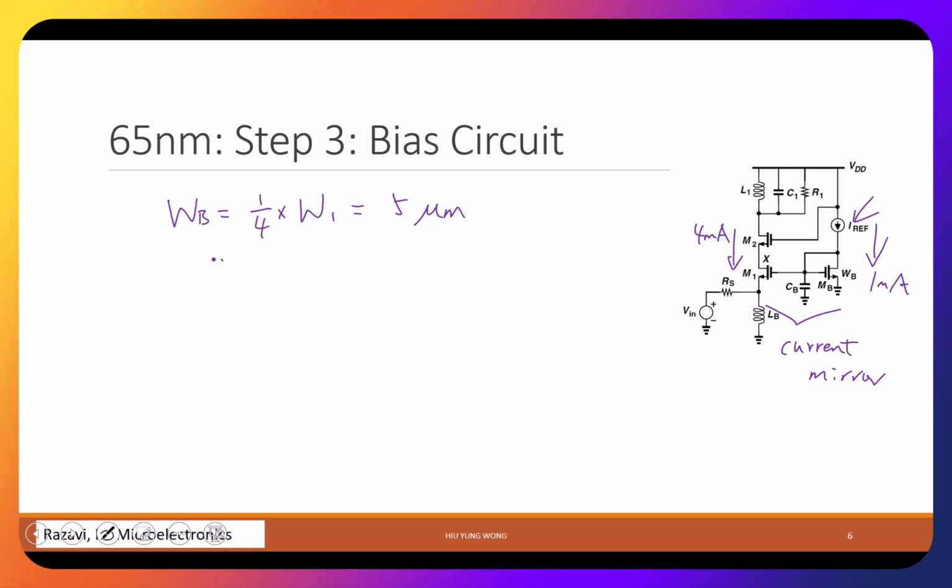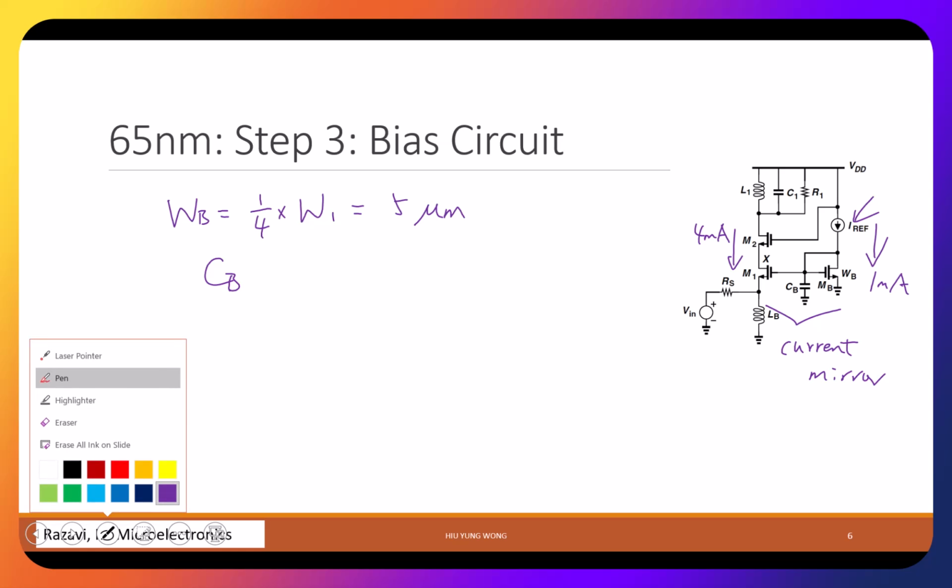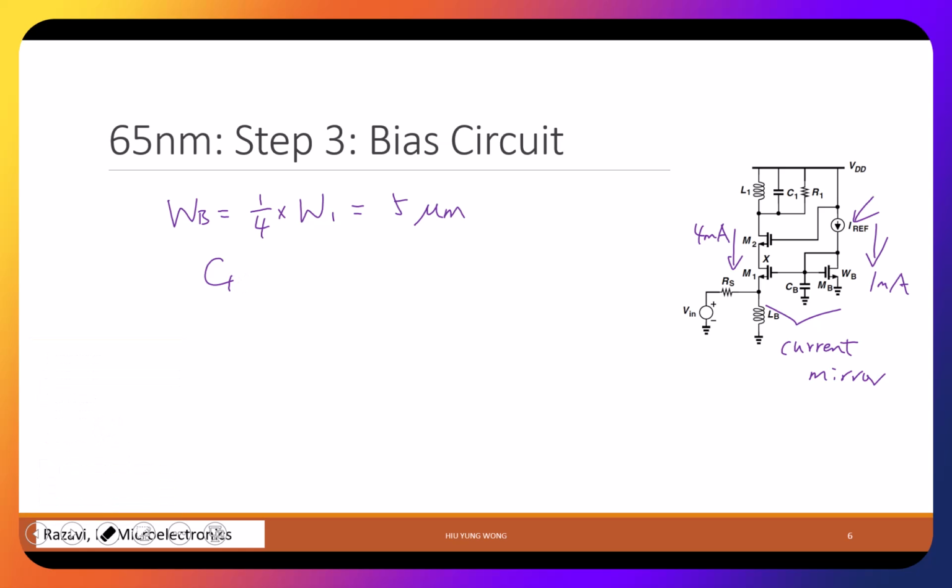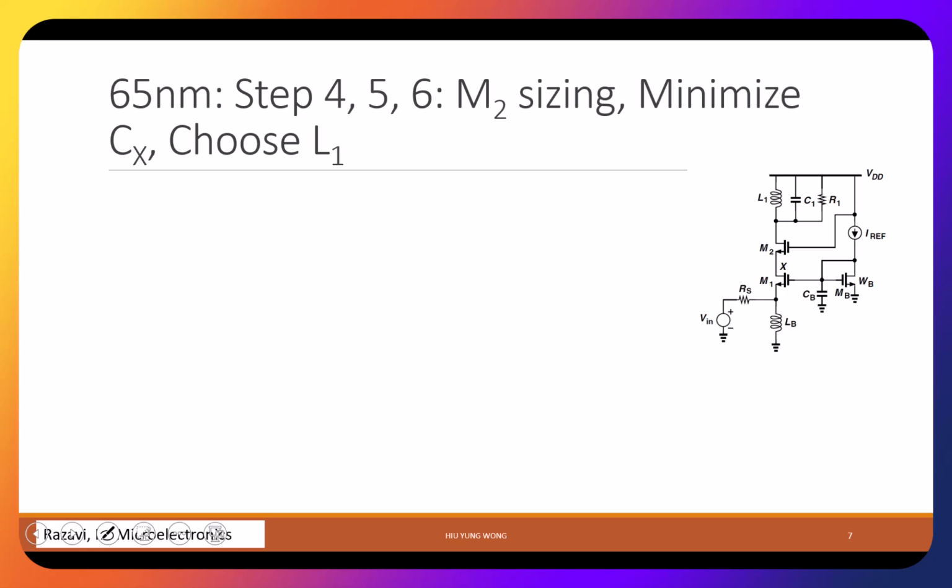This one is not that important, but if you have time, go deeper to study what CB should be, this filtering capacitor, right? You start with 1 picofarad maybe. This is to filter the noise, right? If it's too large, of course your area is going to be too large, which is not good. But too small, you don't have the effect. So any questions? If no, then we are done with this.